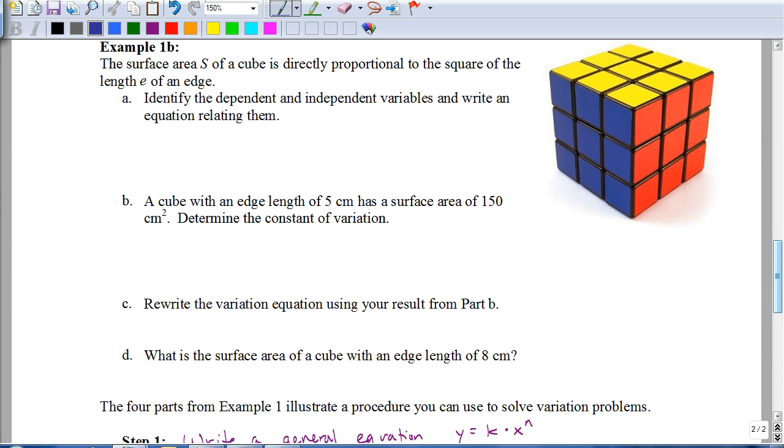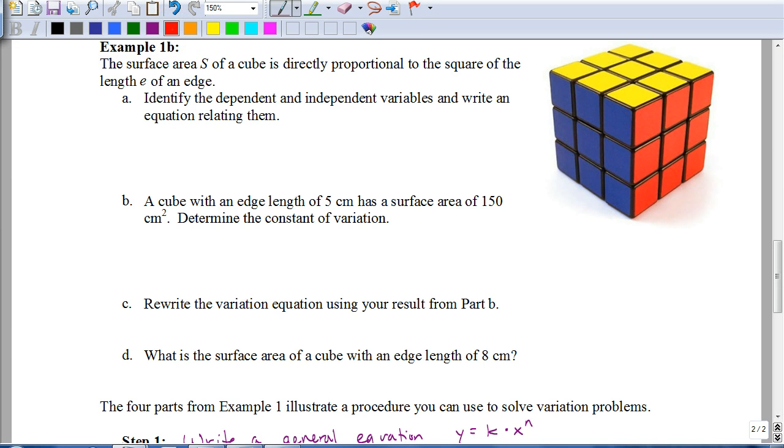Here it says, the surface area S of a cube is directly proportional to the square of the length E of an edge. Now, as we go through this problem, I want you to try each step. We'll read part A here together, but I want you to pause it and try to set it up, and then hit play and make sure that you get it correctly. And do that for each part, because I want to make sure that you're understanding this. And I want to make sure you're getting feedback right away. So let's look at part A.